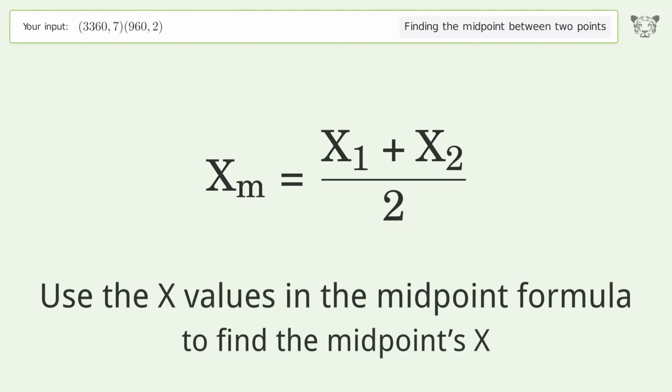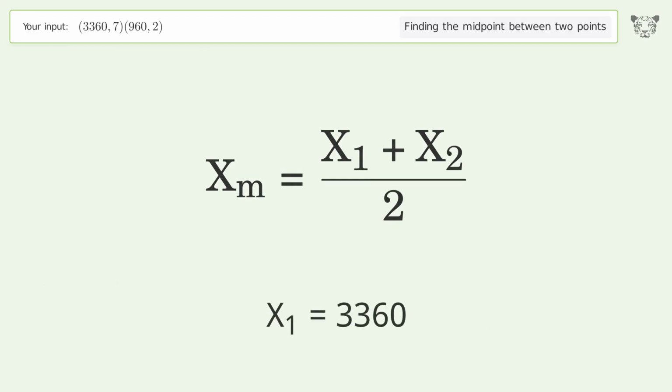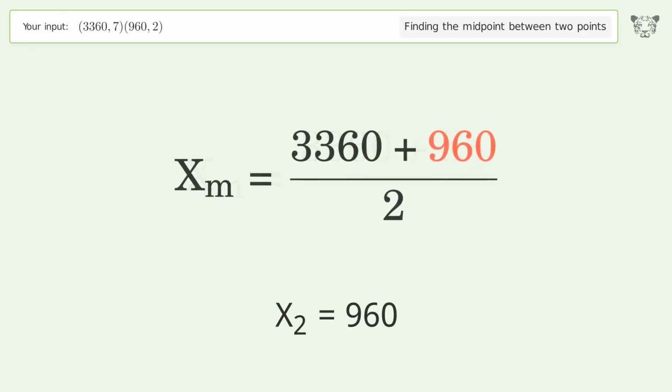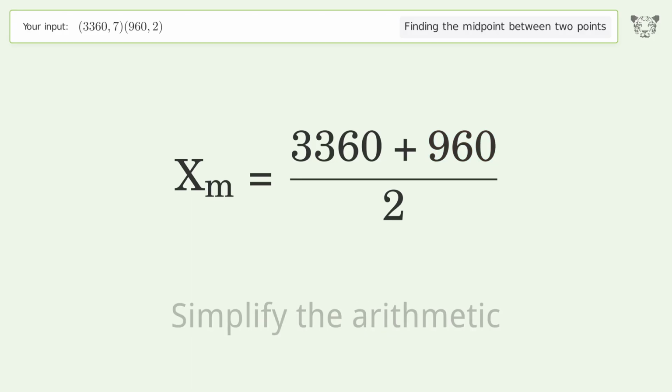Use the x values in the midpoint formula to find the midpoints x. x1 equals 3360. x2 equals 960. Simplify the arithmetic.